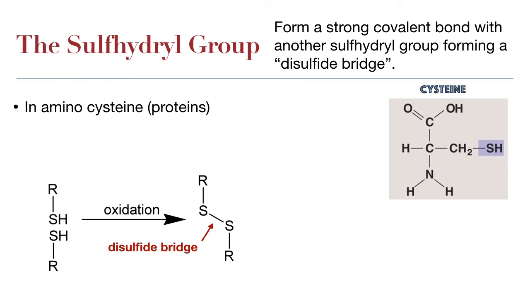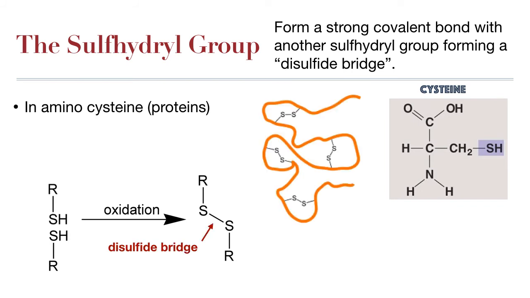And a disulfide bridge can help stabilize the three-dimensional shape of a protein. So they're very important for protein shape, and we're going to revisit this functional group when we take a look at proteins in more detail.